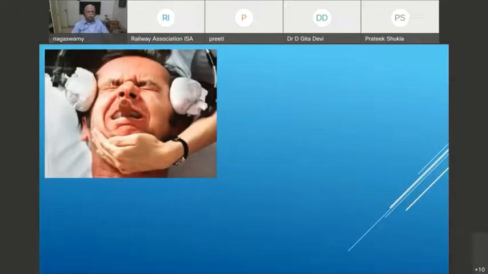Now, what does this picture show? You can see the instrument I showed you, how it has been inserted in his mouth. So what do you think, this type of ECT, modified or unmodified? Unmodified. Why? See, the patient is wincing, so he is feeling that shock, and so it is unmodified.